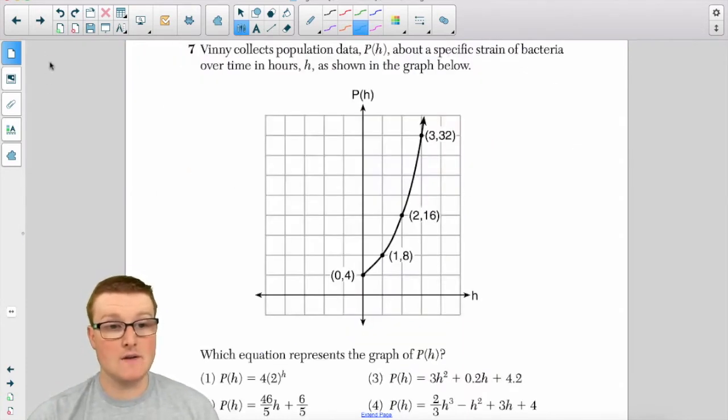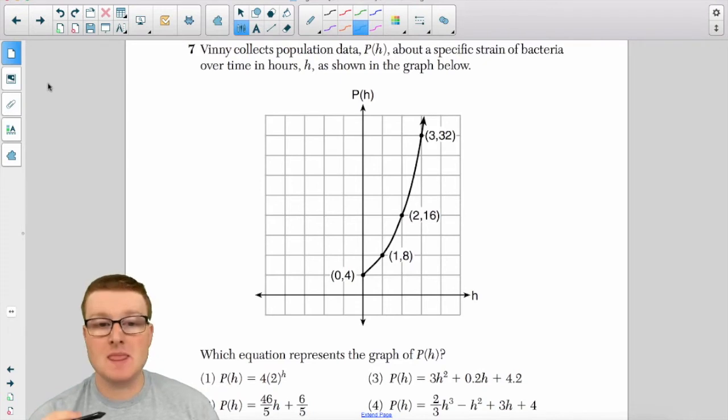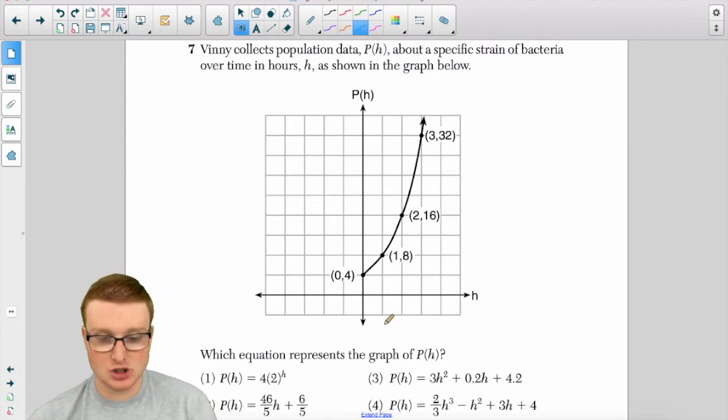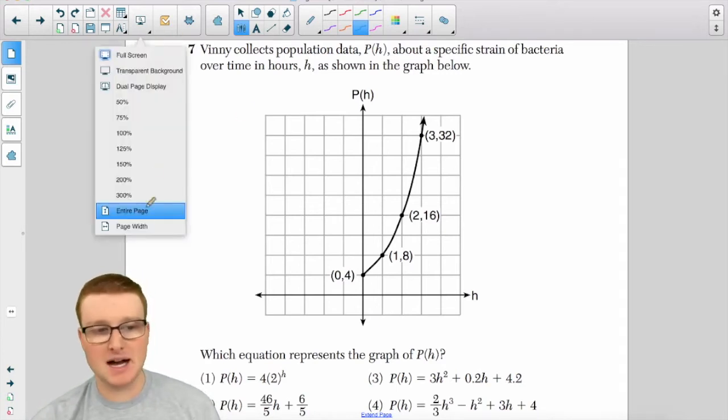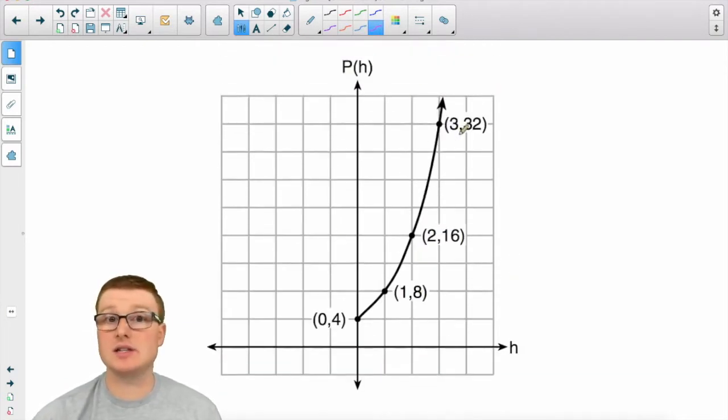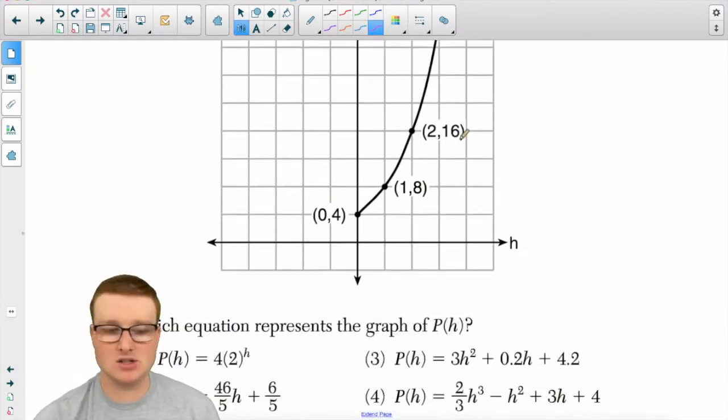Number 7. Vinny collects population data, P of H, about a specific strain of bacteria over time in hours, H, as shown in the graph below. Which equation represents the graph of P of H? So the best possible way to do this is to honestly graph each function. Okay? There is a way that you could actually calculate this using math, like actual hands-on work. But honestly, if they give you the functions and they give you a graph to match it with, why not just plug it in, right? So let's go ahead and plug in choice 1 first.